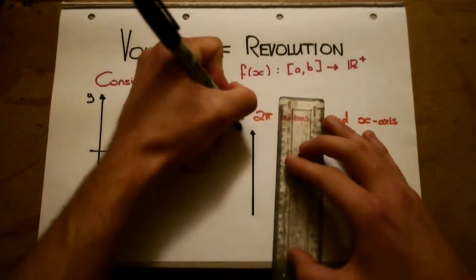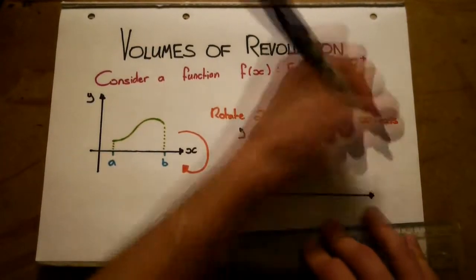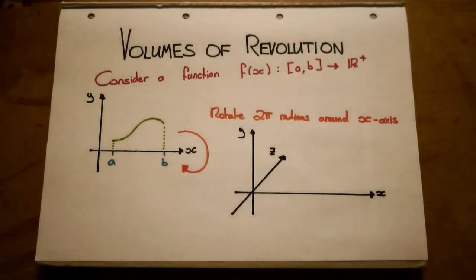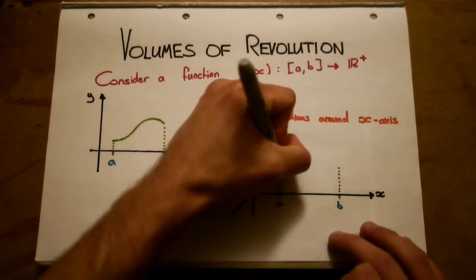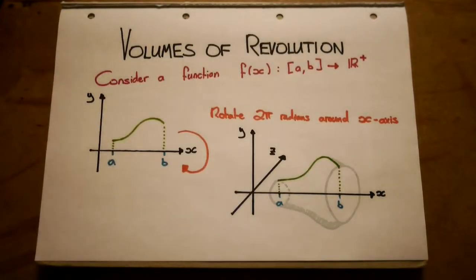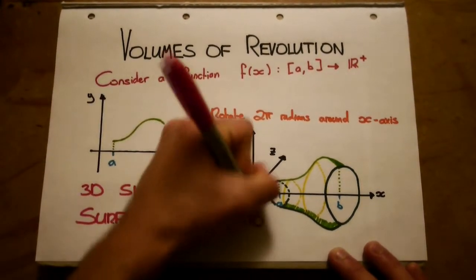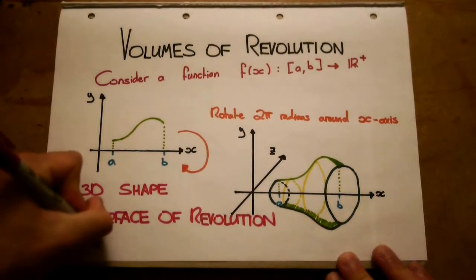With the x and y axes as before, I draw the z-axis pointing into the page, and so we have a three-dimensional set of axes. After rotating our curve, we'll have a circularly symmetric object, like this. What we have here is a 3D shape, called the surface of revolution. How do we find the volume of the shape enclosed by this surface?